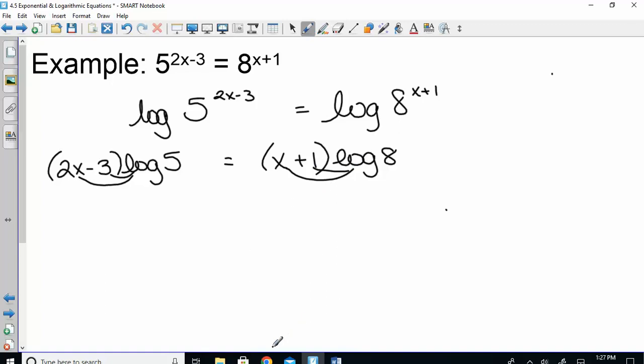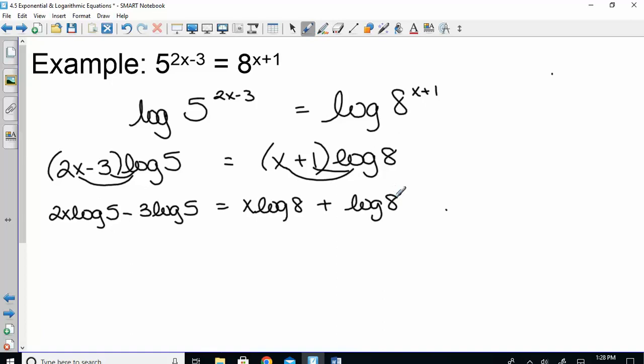So, it's going to be a little bit of writing, but we can handle this. Log of 5, that just represents a number. We're not touching the 5 here, so this just goes in front. So we have 2x log 5 minus 3 log 5 equals x log 8 plus 1 times log 8 is just log 8.